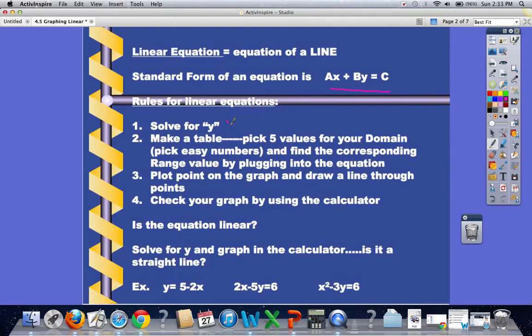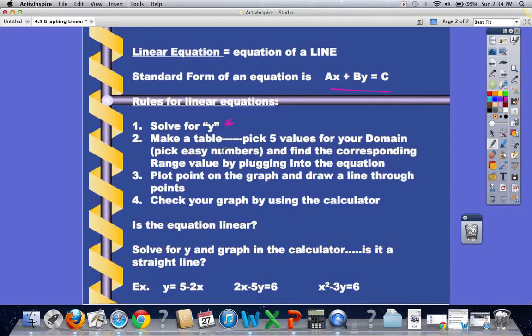First thing you want to do is solve for y. Yay, we can do this. The next one is that you want to make a table, and you're going to pick 5 values for your domain, and you want to pick easy numbers. You don't want to pick 10. That's way too big. You want to pick small numbers like -1, 0, 1, 2, -2, those kind of things. Small numbers. And find the corresponding range value by plugging into the equation. And you'll see what I mean when we start doing these. Then you're going to plot those points on the graph and draw a line through those points.